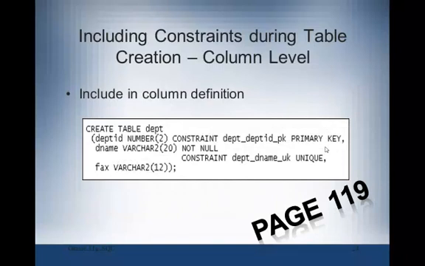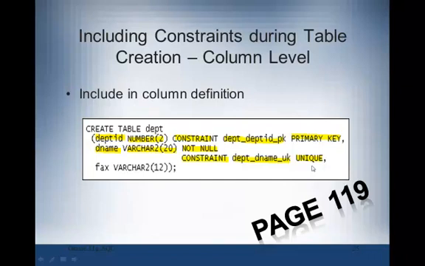You can include constraints during table creation at the column level. Page 119 gives an example, and again, this is a create table statement. So in our column definition, here's the column name, the data type and width, the keyword constraint, the name of the constraint that you provide, and the type of the constraint. The next field or column that we define, the name, the data type and length, not null indicates that it is a not null constraint. But we're also going to add a second constraint on this field or column. So we use the constraint keyword, the name of this constraint, and then what type of constraint it is.